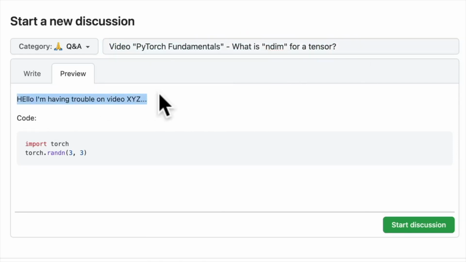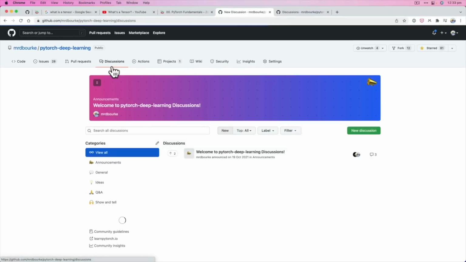Hello, this is what I'm having trouble with. Here's the code and here's what's happening. You could even include the error message and then you can just click start discussion, and then someone, either myself or someone else from the course, will be able to help out there. And the beautiful thing about this is that it's all in one place. You can start to search it.